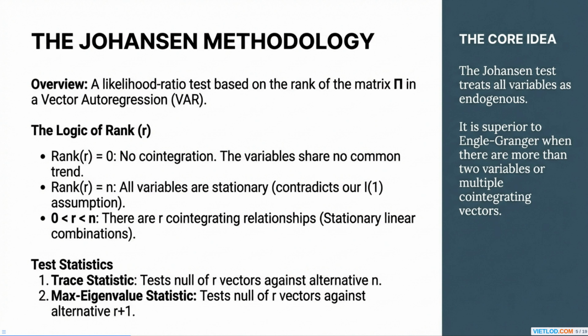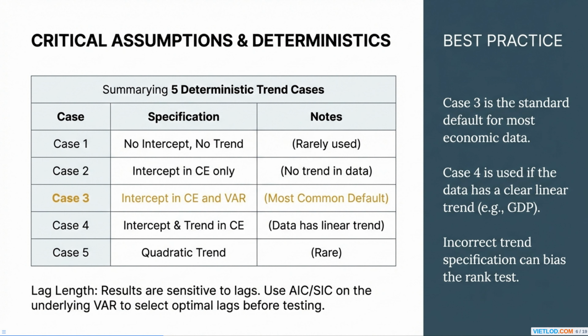To assess this rank, the Johansen methodology employs two main test statistics, the trace statistic and the max eigenvalue statistic. Both are used to test the null hypothesis of R cointegrating vectors against an alternative hypothesis, with the trace statistic typically testing against n and the max eigenvalue against R plus 1.